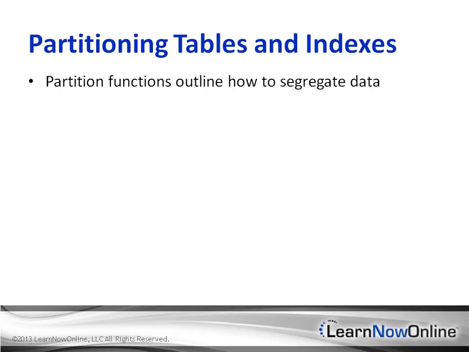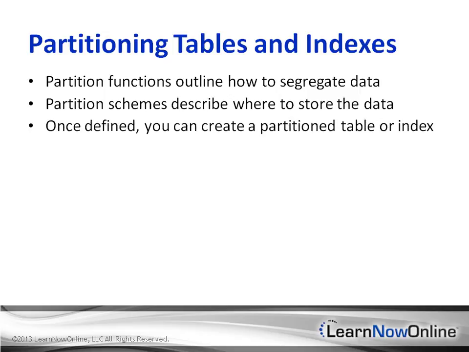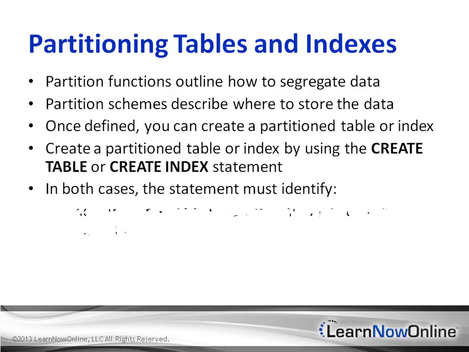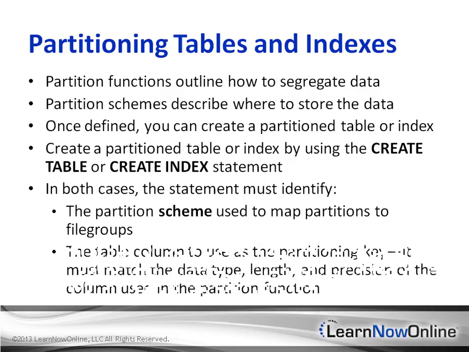So now we understand that partition functions outline how we're going to organize our data. The partition schemes describe exactly where to store that data. And once we've defined that, we can actually create a partition table or index. To create a partition table or index, you use the create table or create index statement. In both cases, the statement has to identify the partition scheme used to map partitions to file groups. The table column to use as the partitioning key also needs to be there, and it has to match the data type, length, and precision of the column used in the partition function you defined.